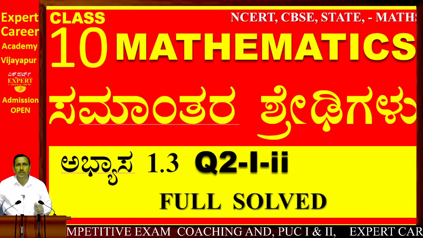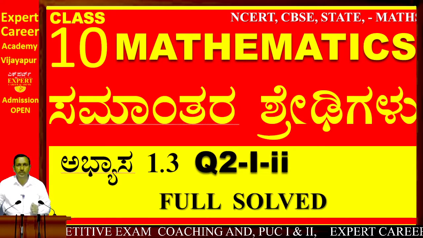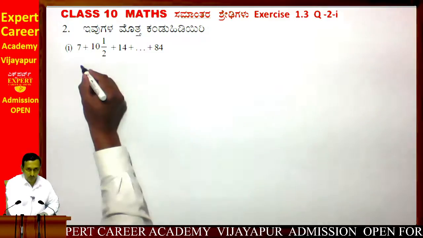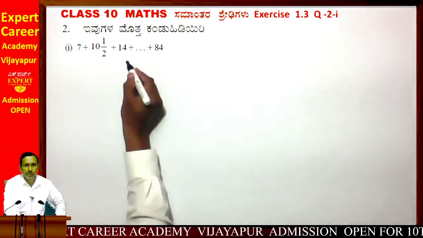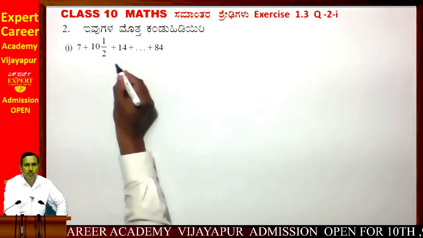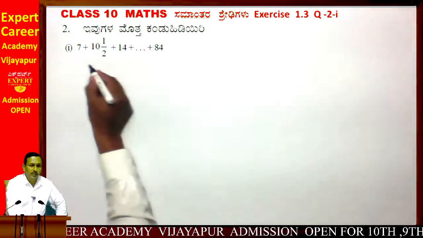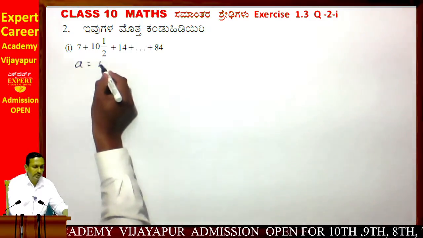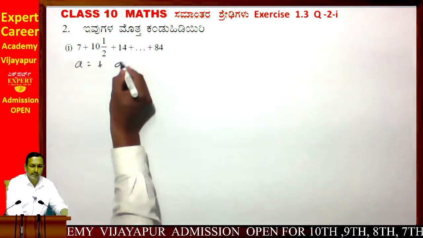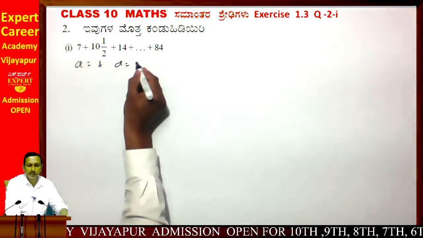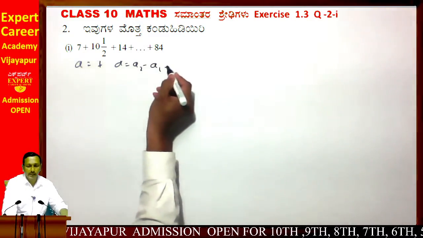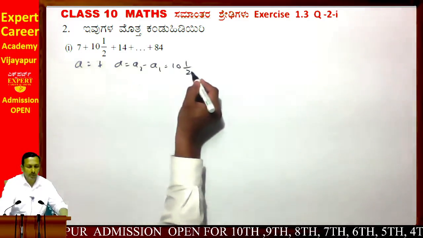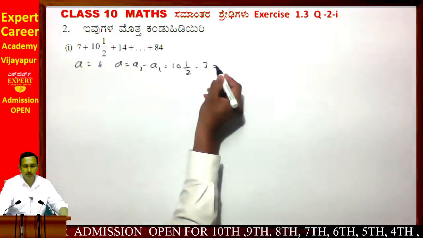Class 10 Mathematics, Exercise 1.3, Question number 2. Find the sum of the given series 7, 10½, 14, up to 84. Here a equals 7, and d, the difference, equals a2 minus a1, which is 10½ minus 7.